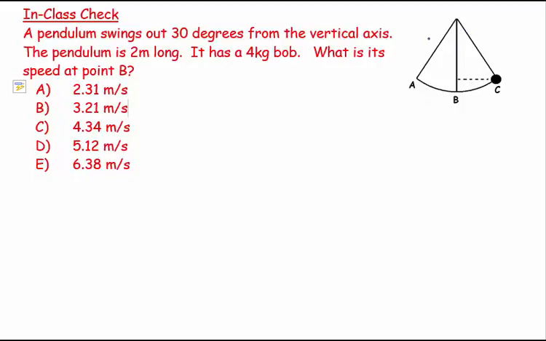So this is 2 meters. And this is 30 degrees. And so is this. And point B is here, so I'm assuming it's swinging in a counterclockwise direction, and this is going to be V, and that's what I'd like to find out.